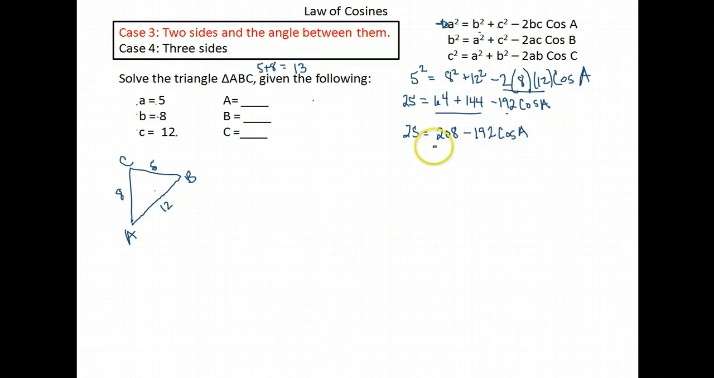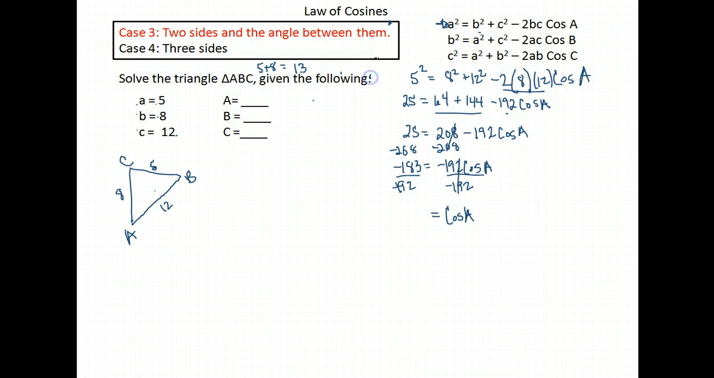I'm going to subtract 208 from both sides. So minus 208 gives me negative 183 equals negative 192 cosine A. Divide both sides by negative 192. Now, if you had one that's a no solution, this is where you would go, okay, no solution, because you're going to get something over here that's larger than 1.